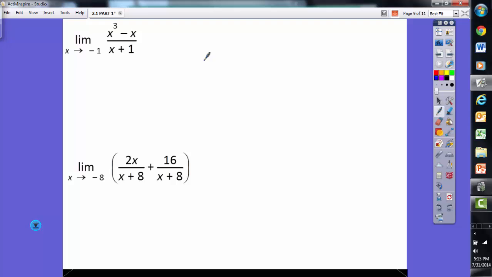Okay, next one. Again, you're going to end up with something over 0. Actually, negative 1 cubed is negative 1, minus negative 1 is plus 1, so 0 over 0. So we have to evaluate algebraically. Factor the top, we're going to factor out an x.